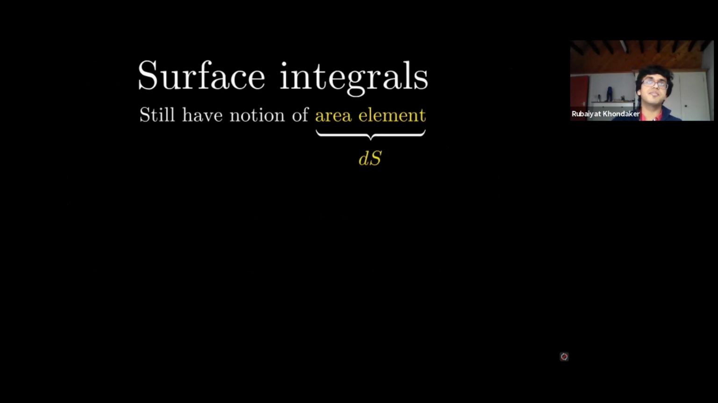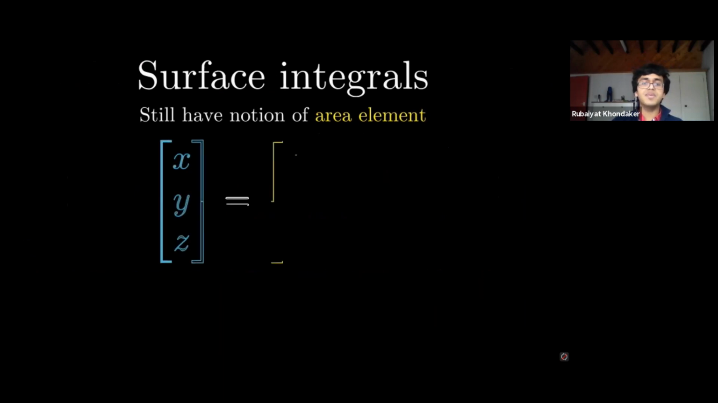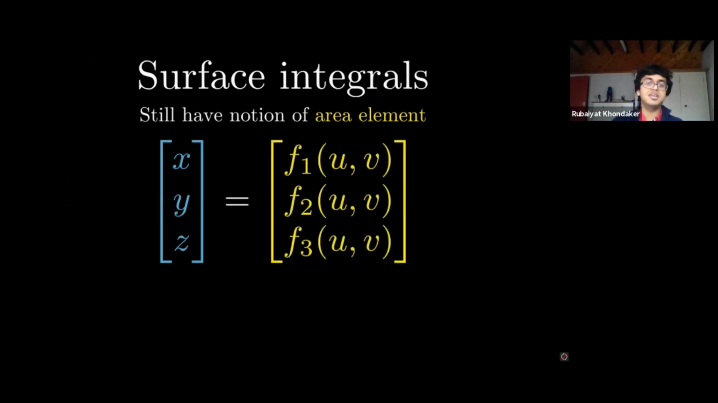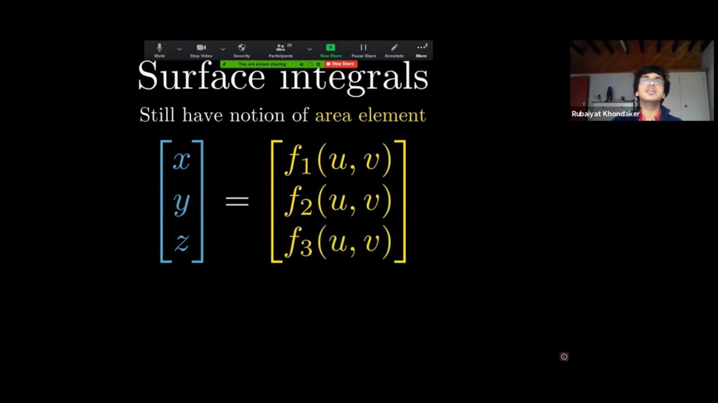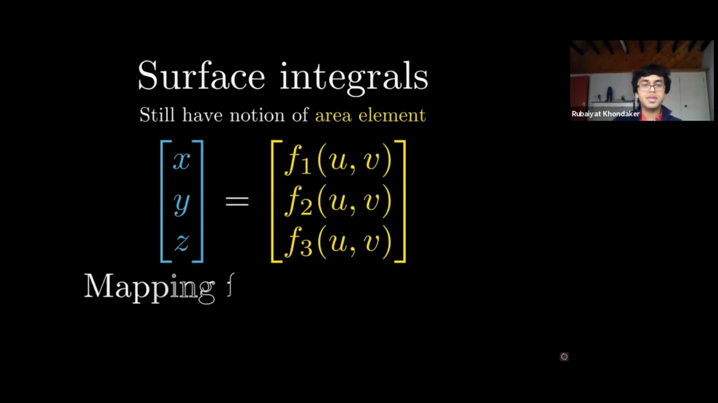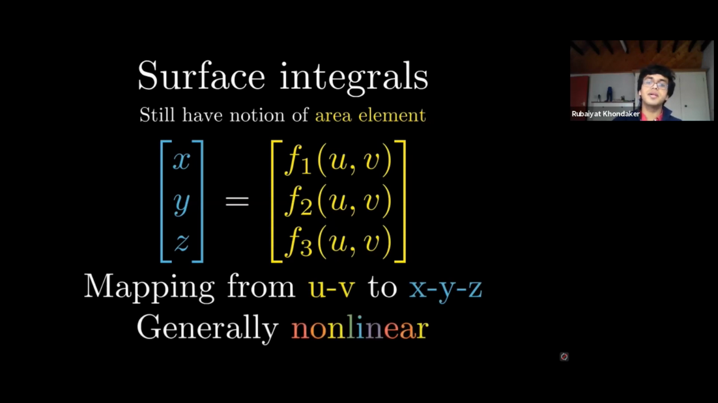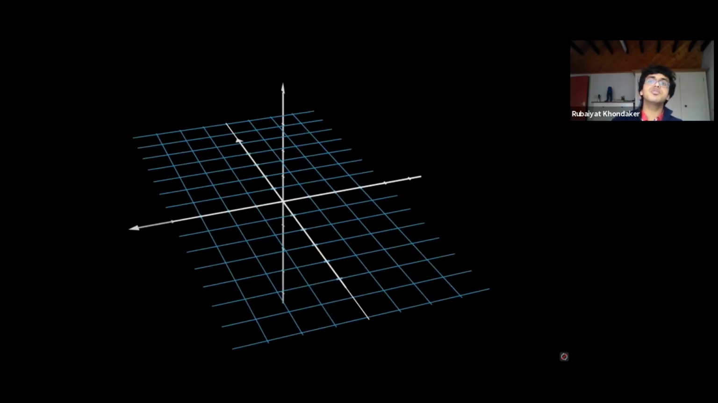For a surface integral, we still have a notion of an area element. In that case, that's denoted by dS. And we have this mapping, x, y, z, as functions of u, v. For example, you could write a sphere as r cosine theta, r sine theta cosine phi, r sine theta sine phi, and r cosine theta. And again, it's generally non-linear. But it has this property of local linearity.